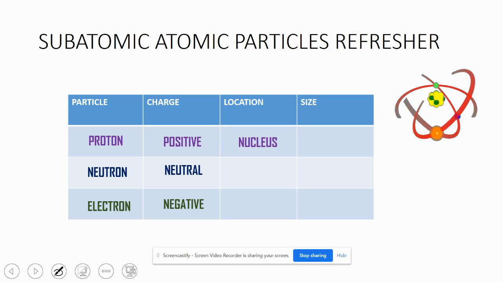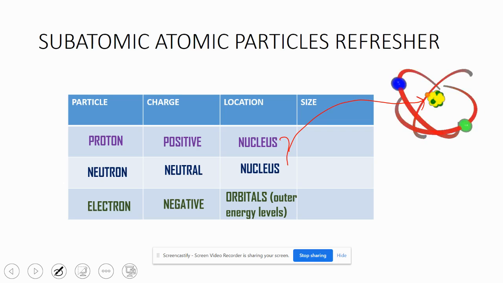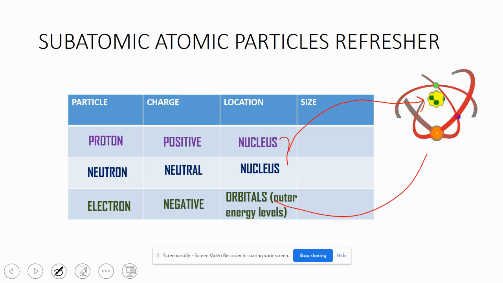As for location, protons are located in the nucleus, and the neutrons are also in the nucleus, and the electrons are located in the orbitals or outside. So when we're talking about the nucleus, these two things would be in the center of this particular picture over here. And then the orbitals, the electrons are flying around on the outside there.